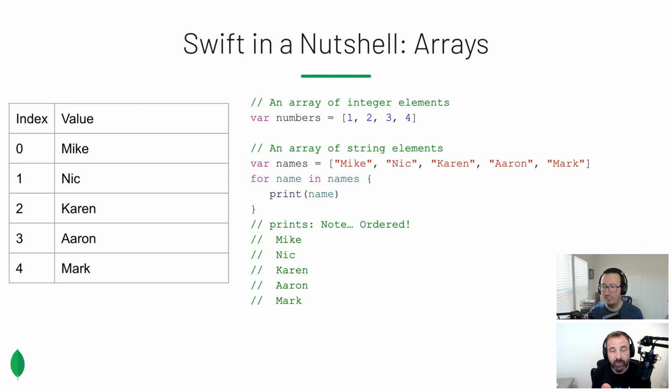So you interact with arrays in the same way that you would in JavaScript. You can iterate over them. And that is a print statement that you see there. That's a Swift print statement.